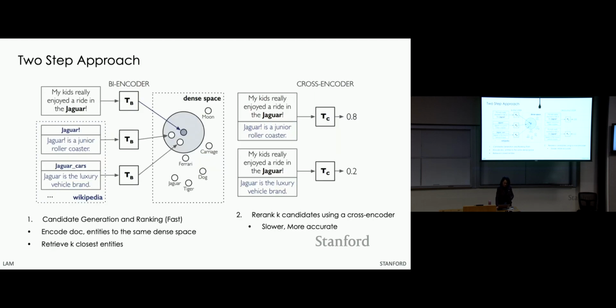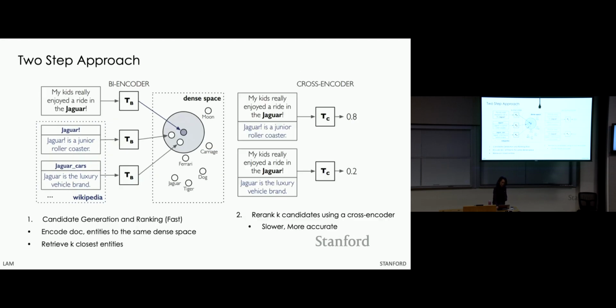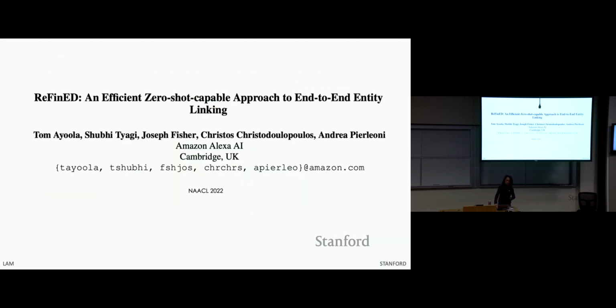So that was in 2020. You know, things change every other year, right? So by 2022, there's this paper by Amazon. This is ReFinED, and it is an efficient zero-shot capable approach to end-to-end entity linking.